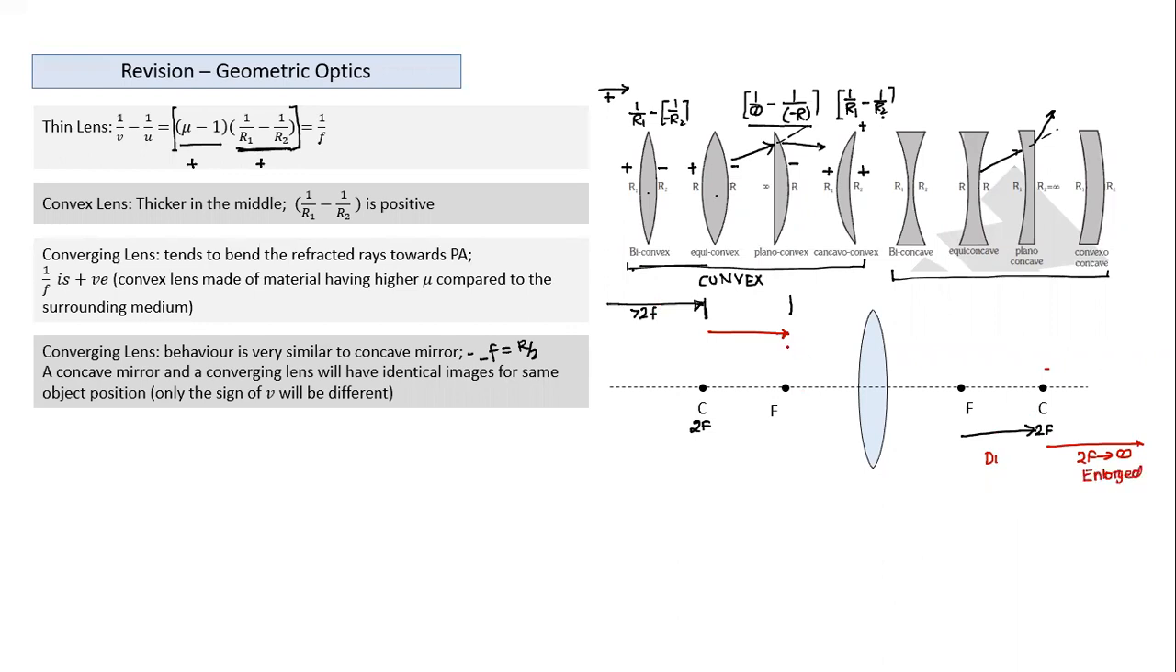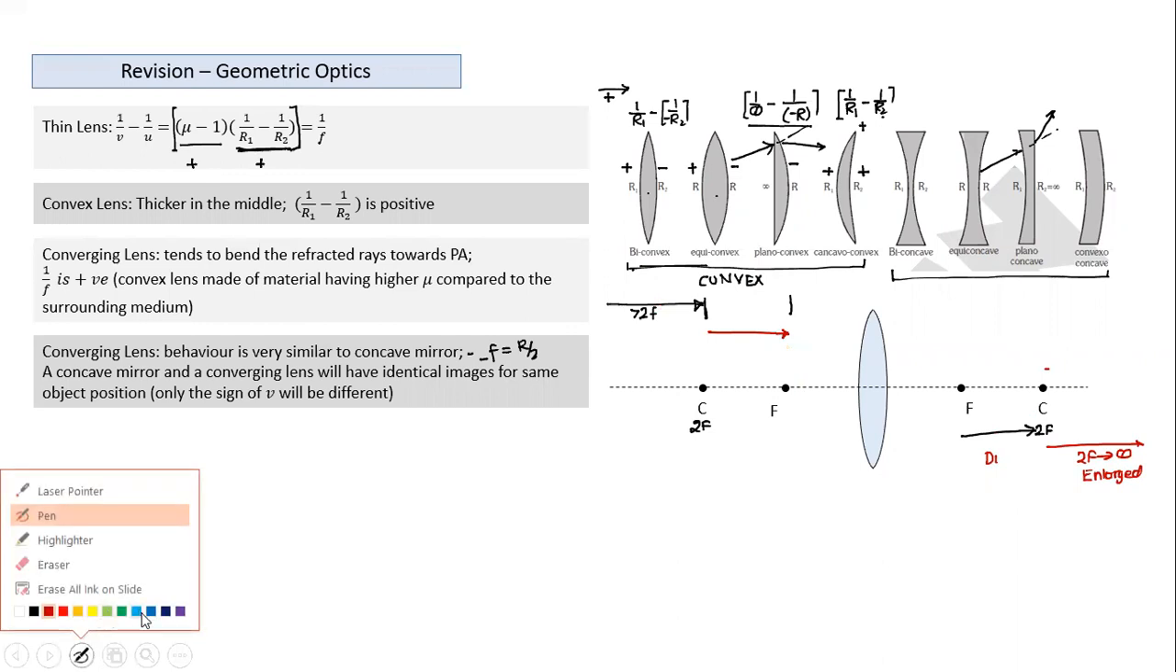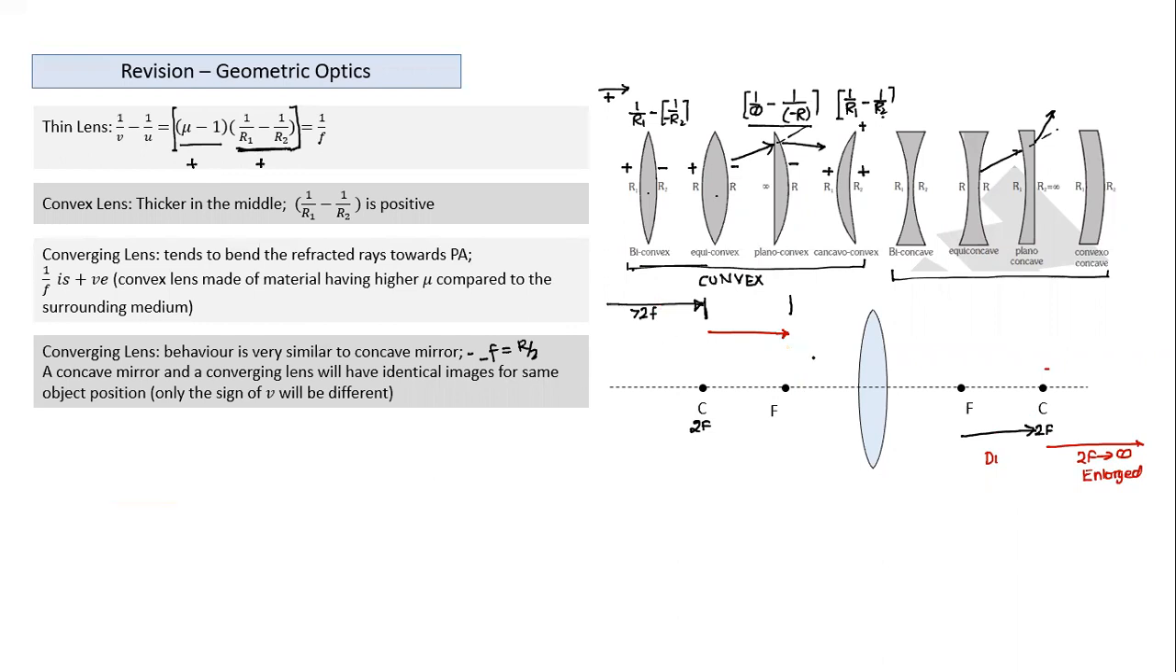And very similar to that, if we take the third case, what is the third case? When the distance of the object is less than the focal distance. If this is where the object is placed, what kind of image used to form in a concave mirror? Virtual image. Here also it will form a virtual image.